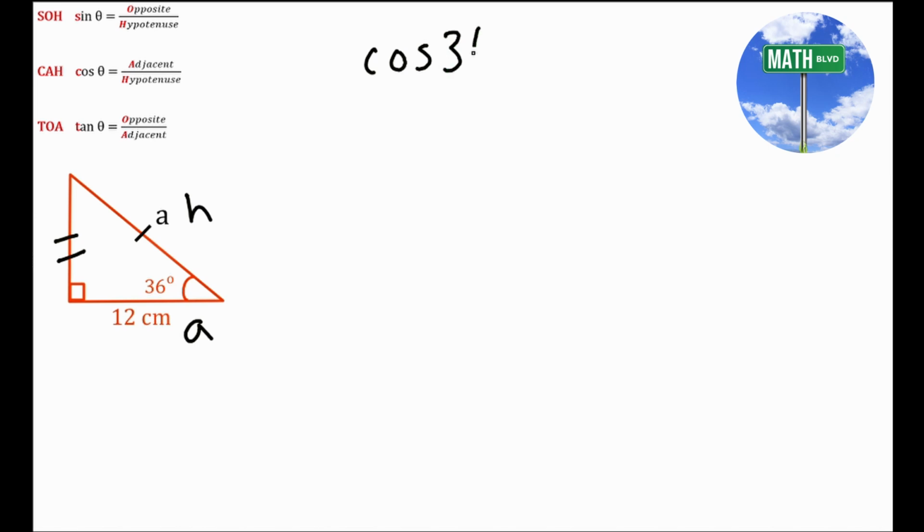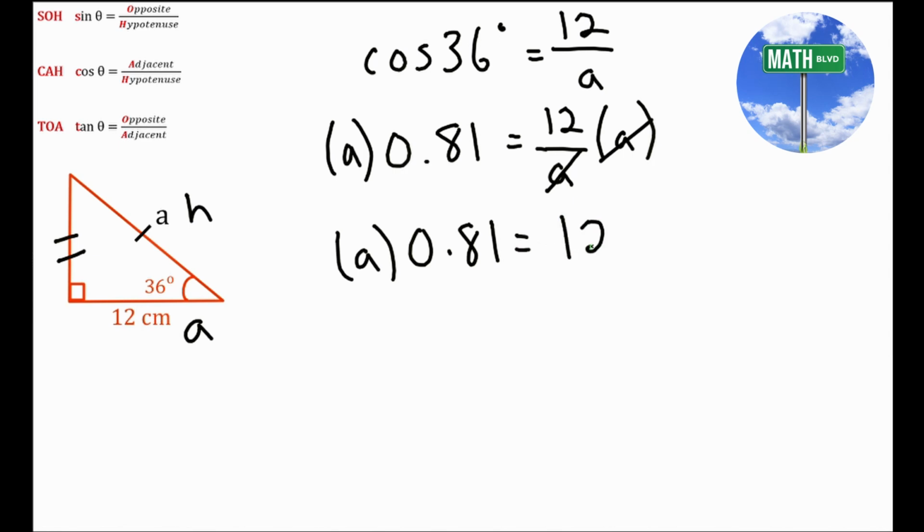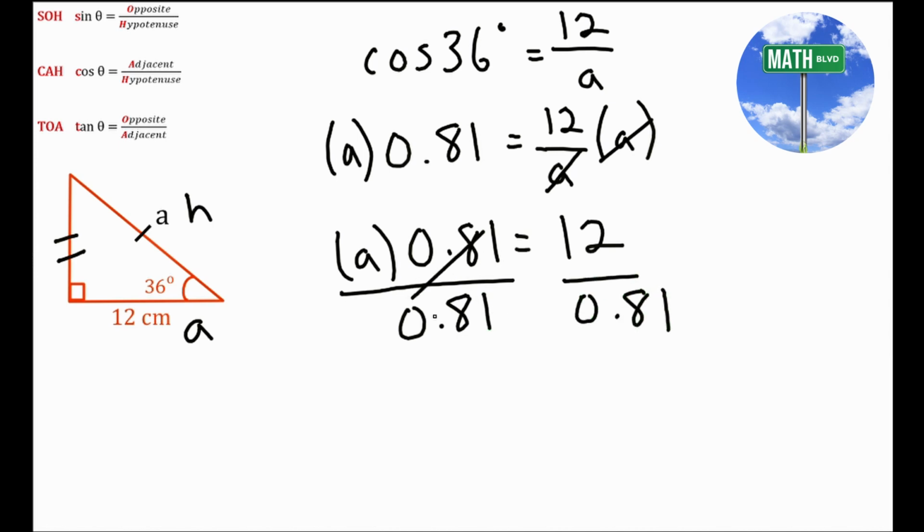I will input the angle 36 degrees. Cosine 36 is 0.81. I will then need to isolate A, and I do this in two steps. First, by multiplying both sides by A. Now, I divide both sides by 0.81. After calculations, my A length is 14.81 centimeters.